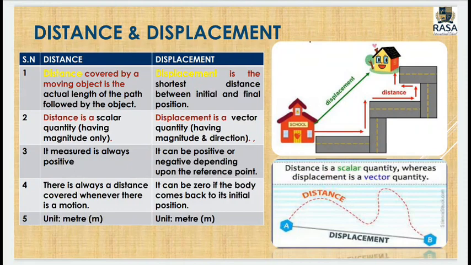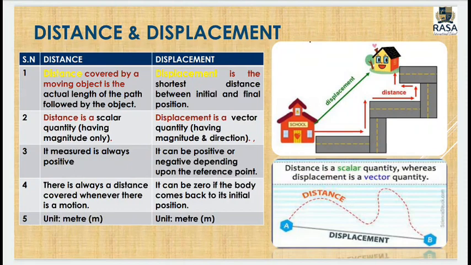Keeping in mind the initial and final position, the actual path you travel from the initial to the final position is the distance traveled. So it has been noted over here: distance covered by a moving object is the actual length of the path followed by the object. When you move to your home, you will follow this road to reach home. So the actual length which you cover while moving from school to home is your distance traveled.